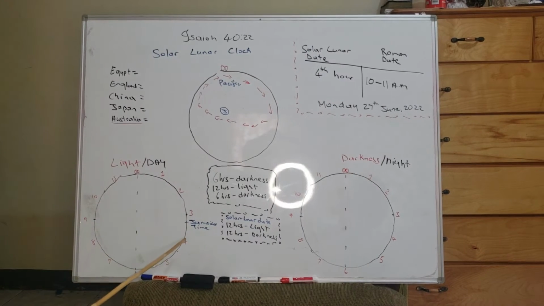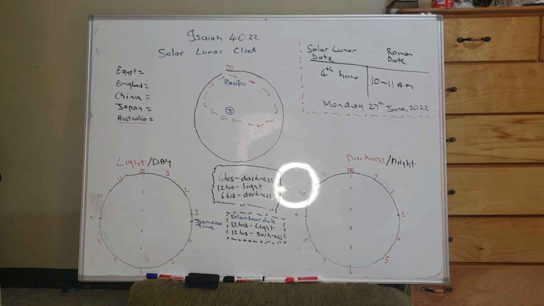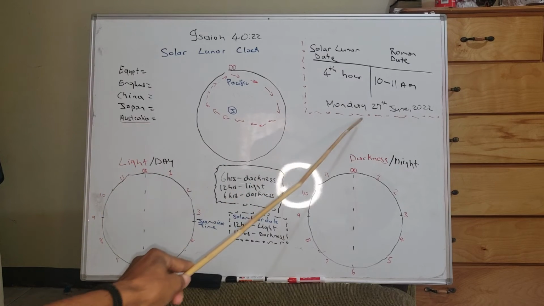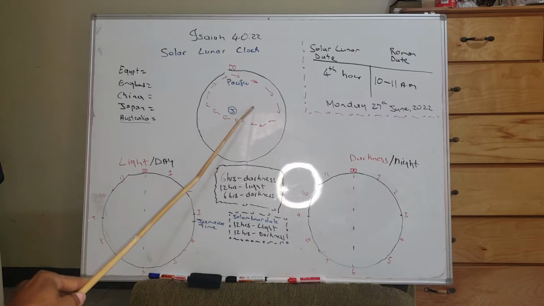So it's impossible for Egypt to be having 5 hours of light at this point, when we are having 4 hours of light in Jamaica. So that's a confusion right there. And as you know, it's still Monday, the 27th of June, both in Africa and in Jamaica.